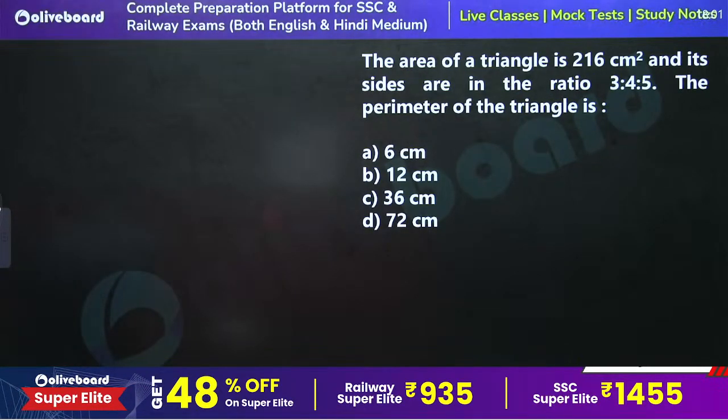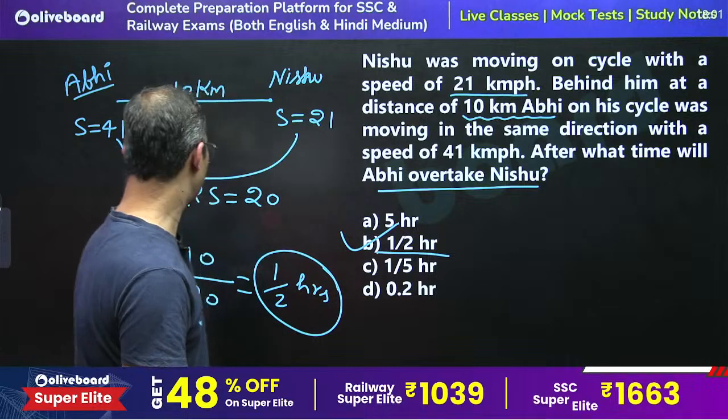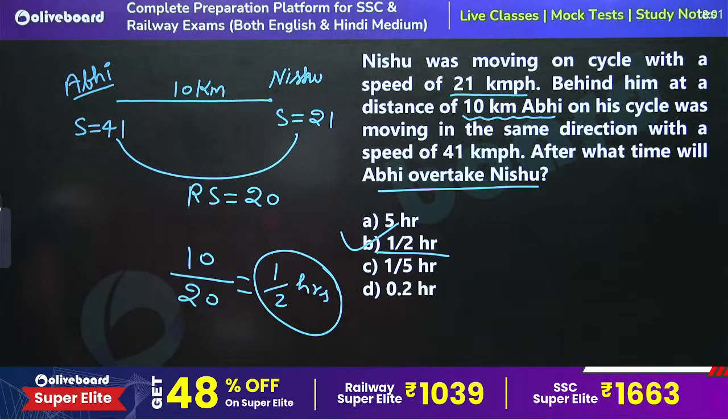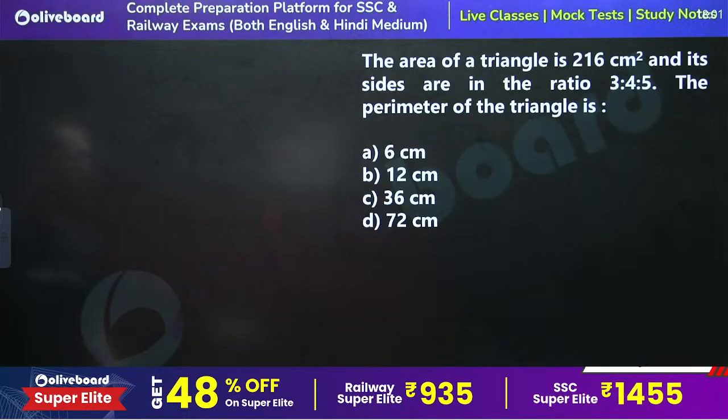Yes, please. 1 by 5? No, 1 by 5 is not the right answer. I think 1 by 2 is the right answer. Why 1 by 5? 1 by 2 is the right answer. See, option B is the right answer. 1 by 2 is the right answer, right? Yes.